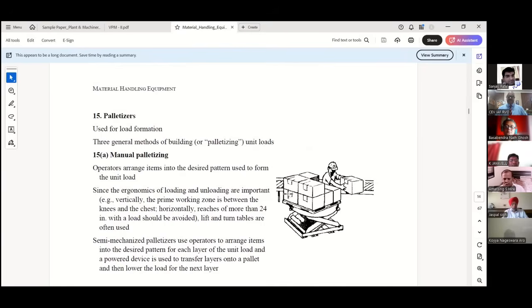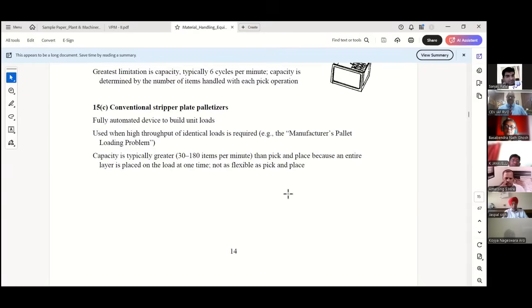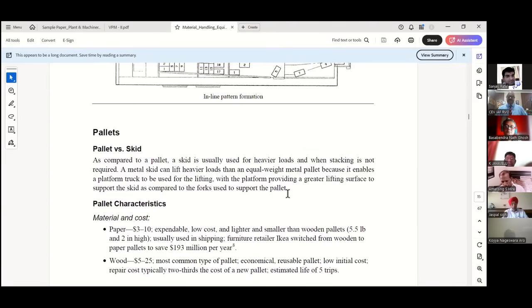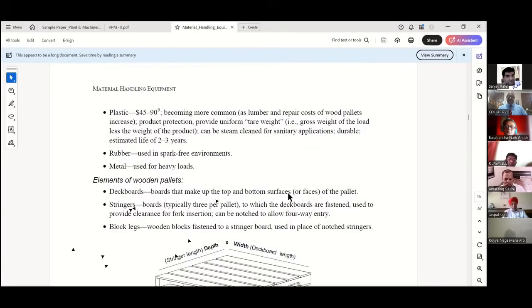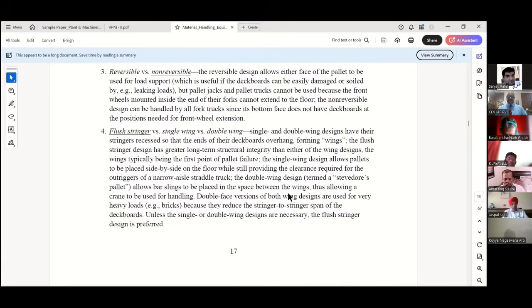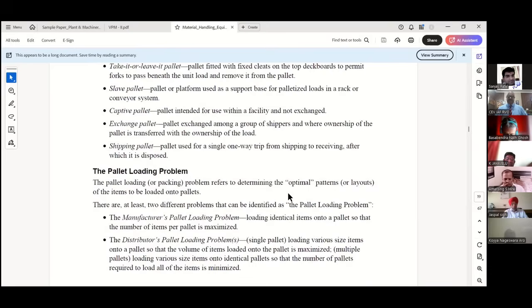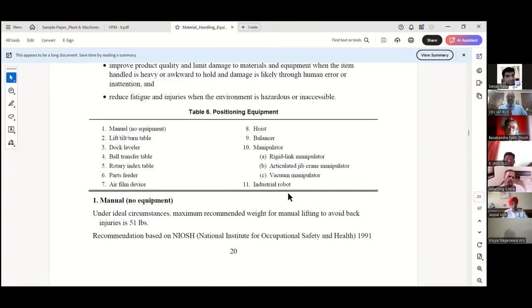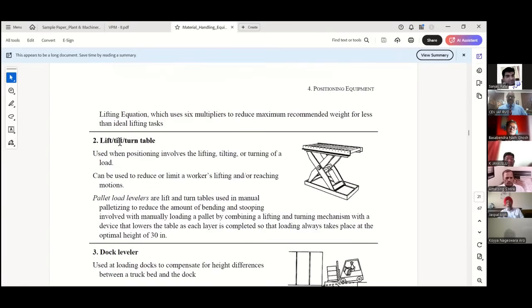Pallets. And then positioning, manual. Okay, positioning means up, down, three axial movements, any. Okay, so lift, tilt, or turntables. You will find that there is a hydraulic mechanism. So you can move upwards or downwards using the lift, tilt, or turntable.